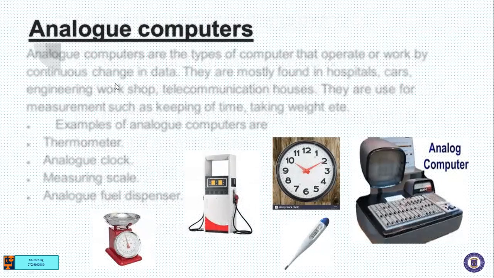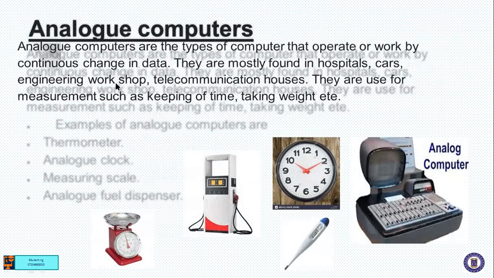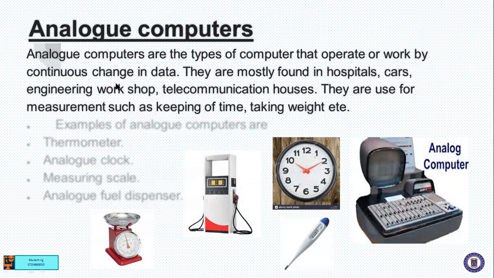Analog computer. Analog computers are the types of computers that operate or work by continuous change in data. They are mostly found in hospitals, cars, engineering workshops, telecommunication houses. They are used for measuring, such as keeping of time, taking weight.